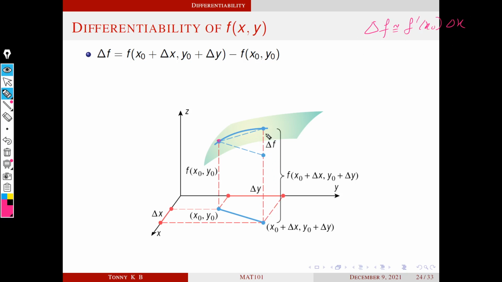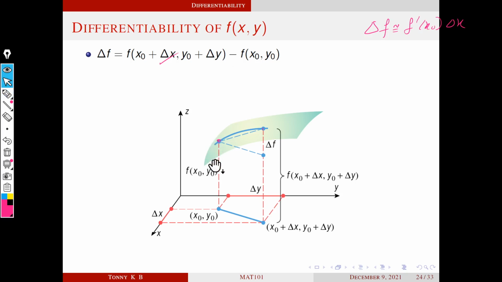And what is our delta f? Delta f is the actual difference. Suppose our function at this point is here, this height. So this height is f of x naught plus delta x, comma y naught plus delta y. And the difference between this value and this value, that is our delta f. Our aim is to approximate delta f. Okay, what is a similar result for delta f in two variable calculus using partial derivatives at the point x naught y naught?